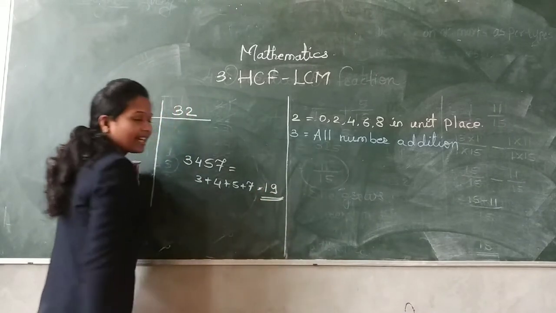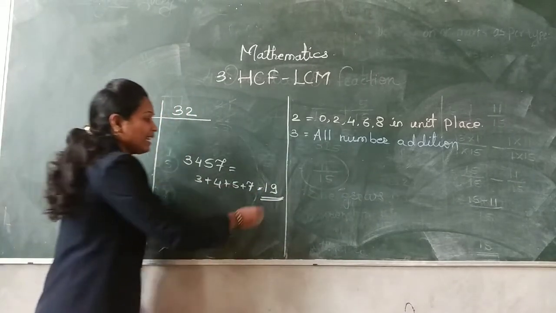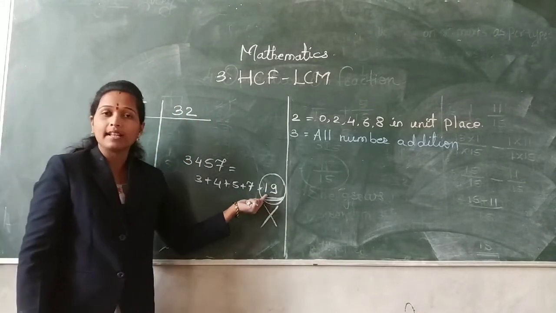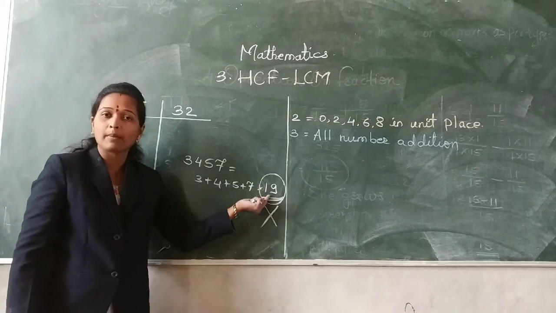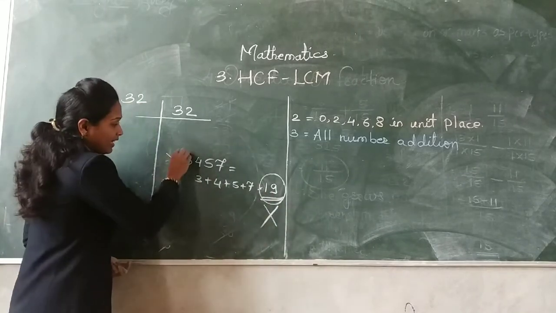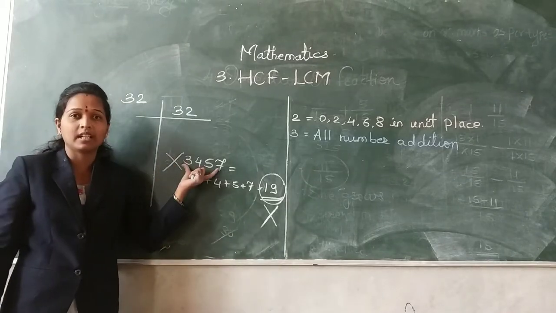19. So our addition is 19 and 19 does not occur in the table of 3. In the table of 3, 18 is there and 21 is there. 19 is not there. It means this number also does not occur in the table of 3.